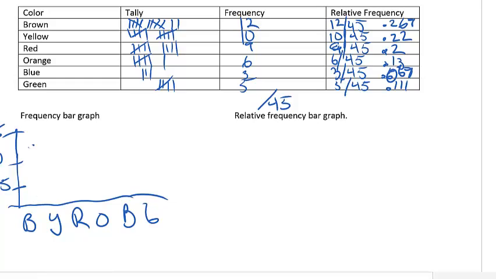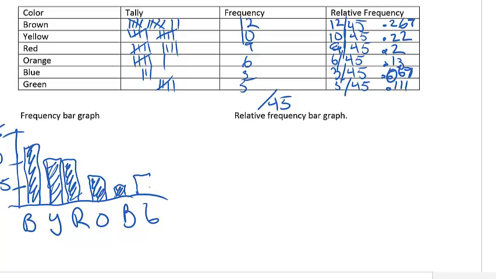So brown would be height 12. Yellow would be height 10. Red would be height 9, so a little lower, but similar in height. Orange would be 6. Blue would be 3, so it would be the smallest of the bunch. And then green would be 5. Okay, so that would be our frequency bar graph.